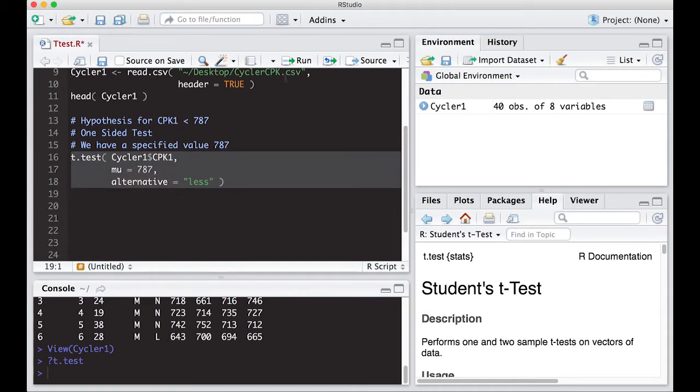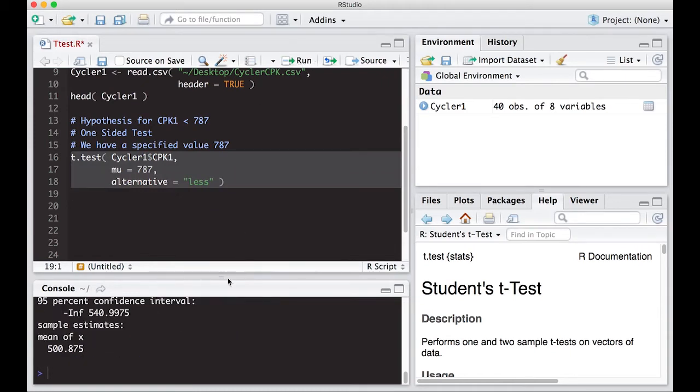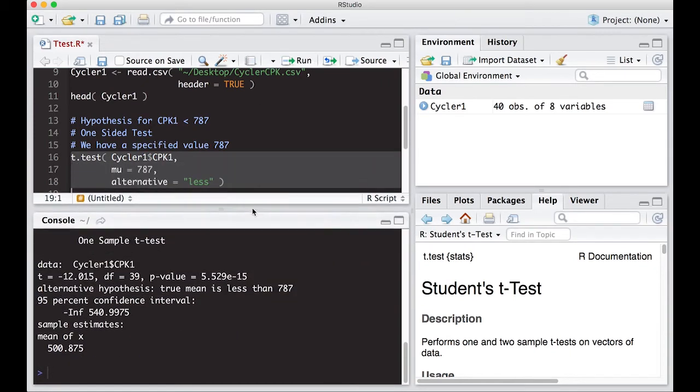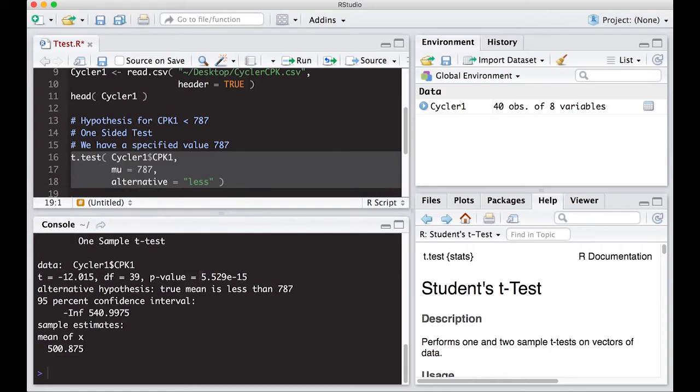And then when I run it, I will get my output. So when I look at the output, you can see that there is a p-value here, 5.529 e to the negative 15. So this thing's really close to zero. So what we would say is that we have a lot of evidence that's saying that it actually is less than 787. And that actually does make sense because the mean is actually 500.